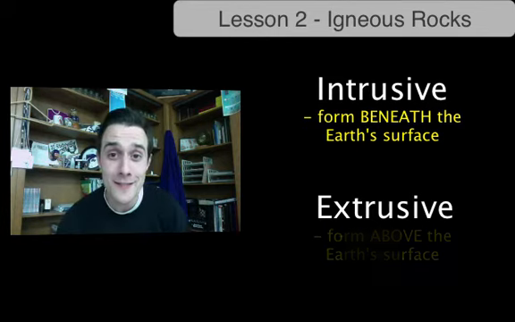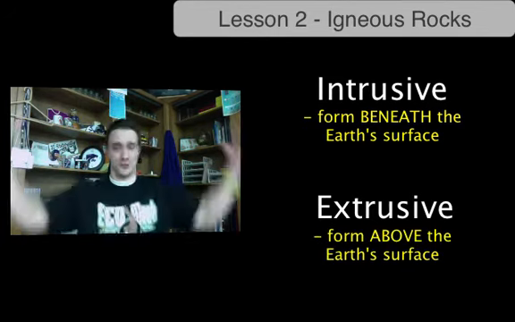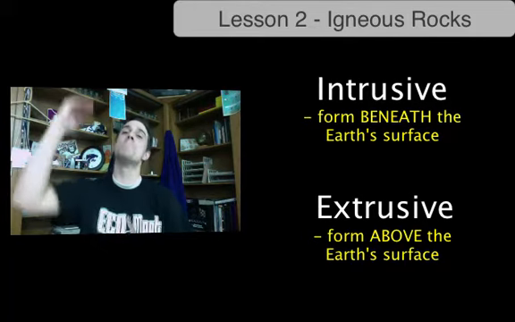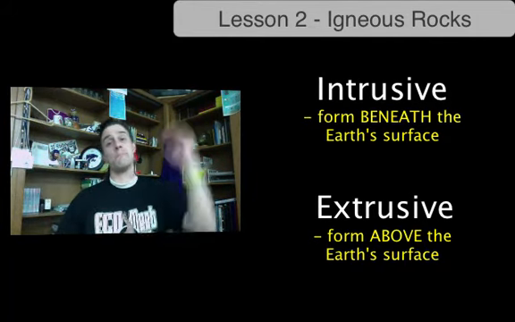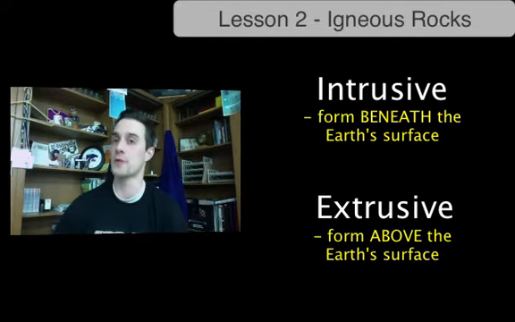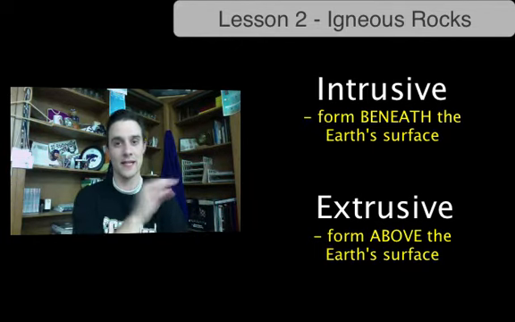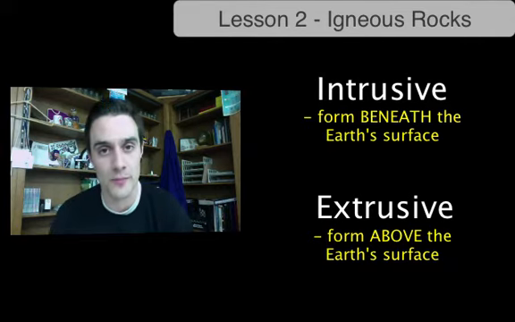That's right! Extrusive rocks form on the outside of the surface, so above the surface. And because of the cooling and crystallization above the surface, they have some special properties that are unique to them and different than their intrusive brethren.